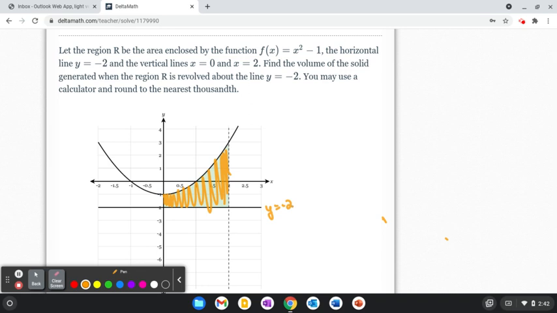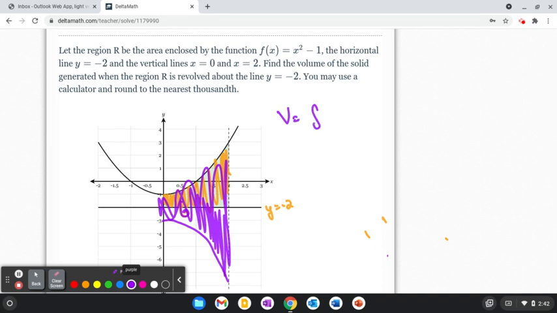When we revolve this one, still the same deal, we're going to revolve it around this, and we get another one that mirrors that, so we get a solid that looks like this. Our volume is still just the area. We're talking about x values, so we're going from x equals 0 to x equals 2 still.